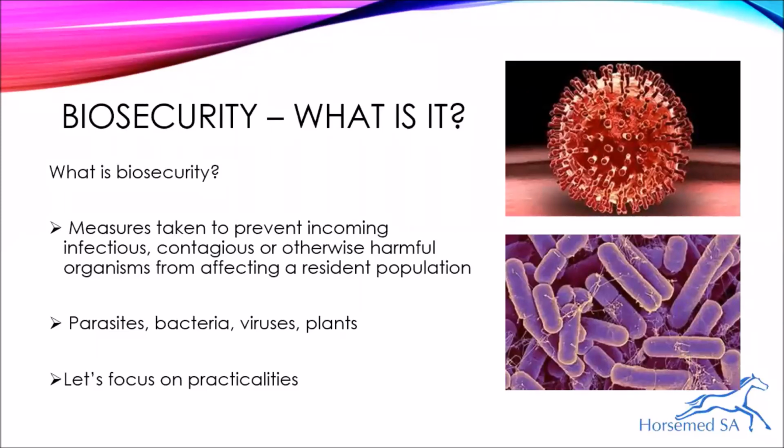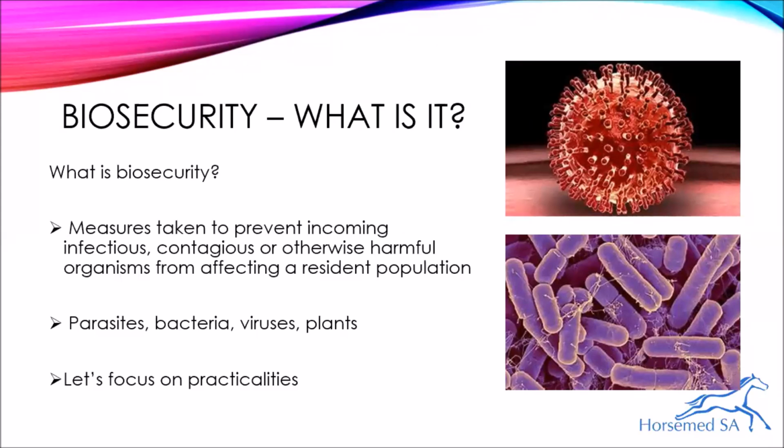Some sort of organism from coming in and affecting a resident population. So in our context, we're talking about a group or a horse, more than one, on a property, and how to prevent any illnesses, infections, parasites, and as I said, we will touch on plants from coming in and affecting our nice little horse property. So parasites, bacteria, viruses, and plants are probably the main things that we're talking about, really.